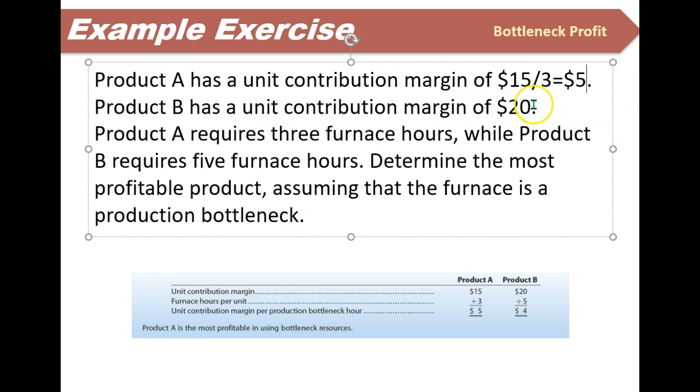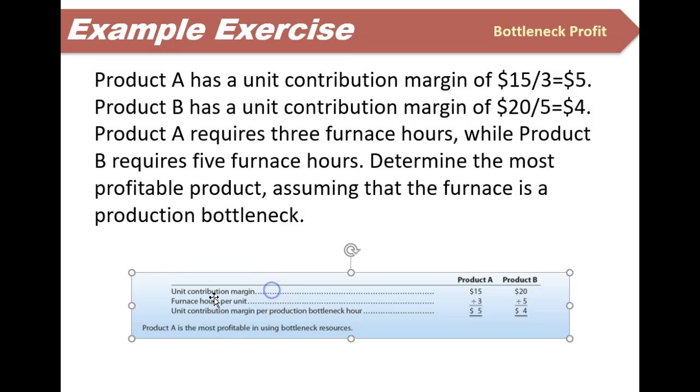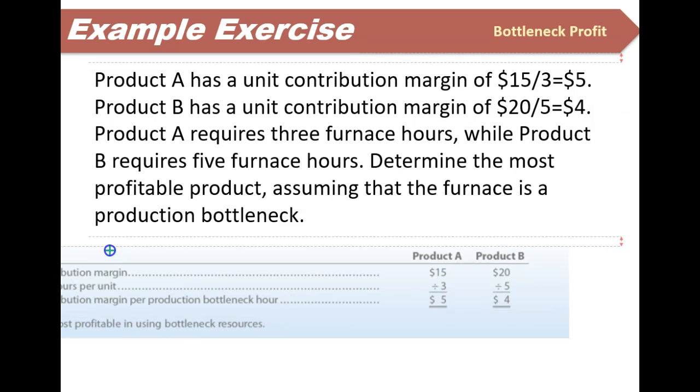B has a contribution margin of 20, okay, it's higher, but that also requires 5 furnace hours. So we get $4 per unit of constraint. Okay, so the most profitable product then, even though the contribution margin is lower, is A, because we can push more through the furnace. So that would be the most profitable product.